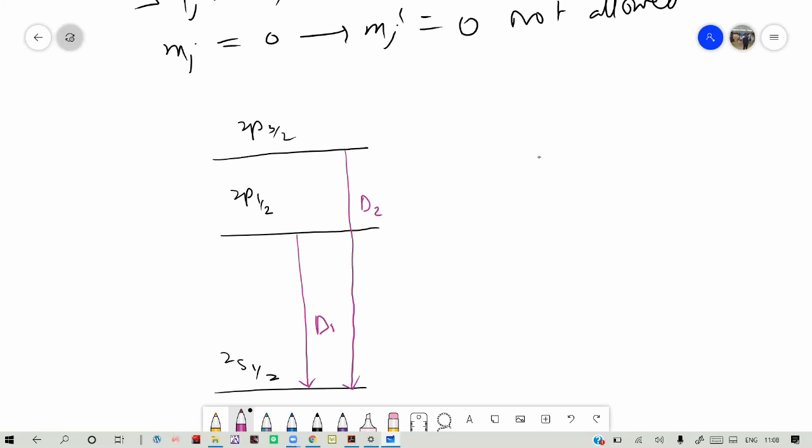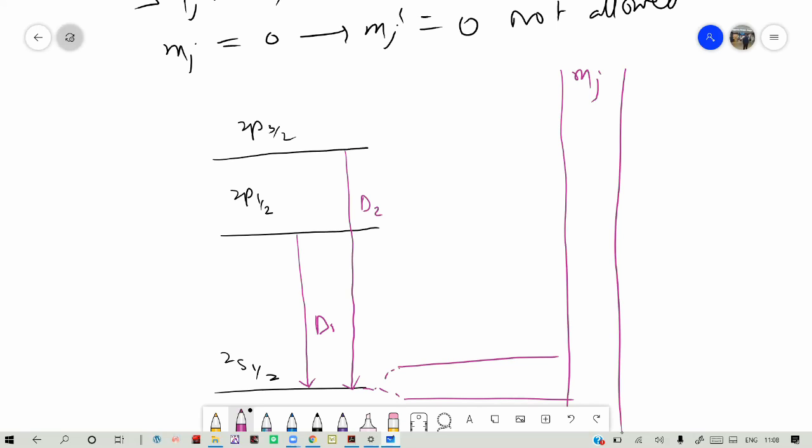Now when you place this system into an external field, instead of these 2 lines, you will see 10 lines, because of the interactions. And first we will draw this again here, Mj, Gj. Okay, just for indexing purposes.